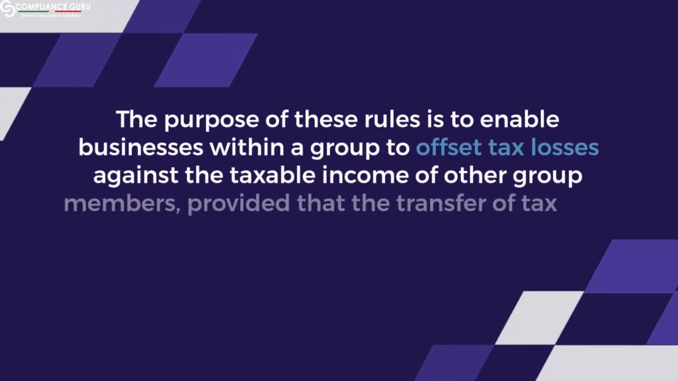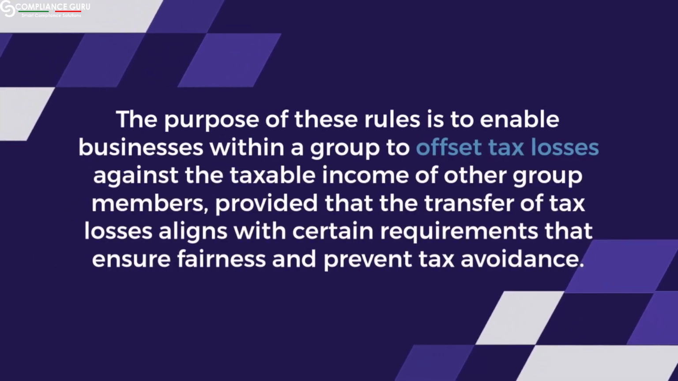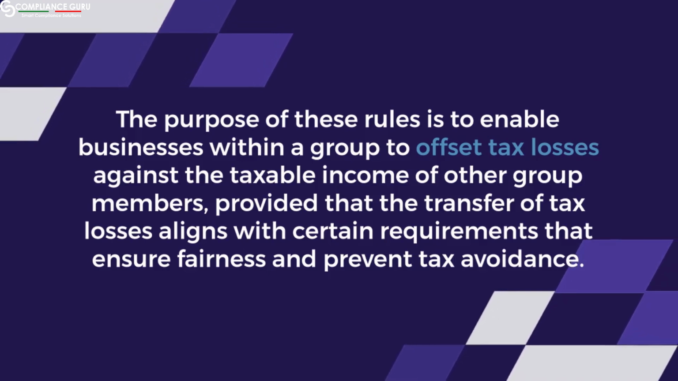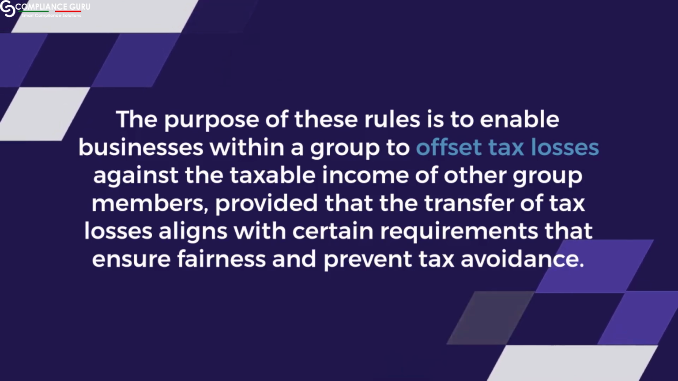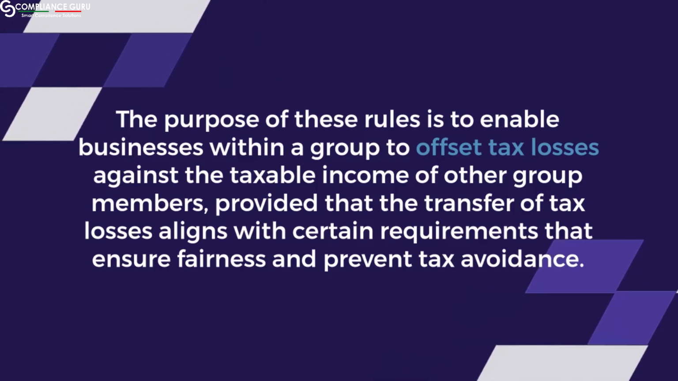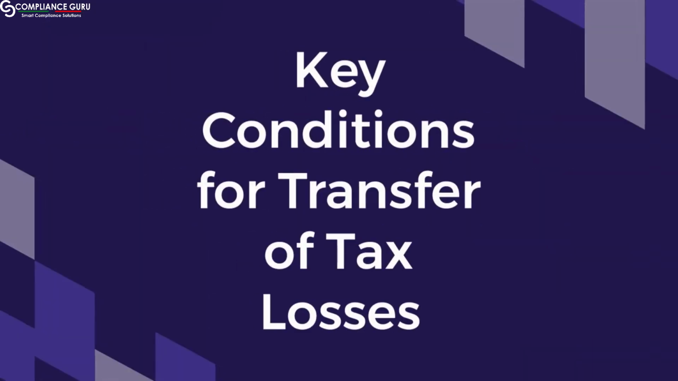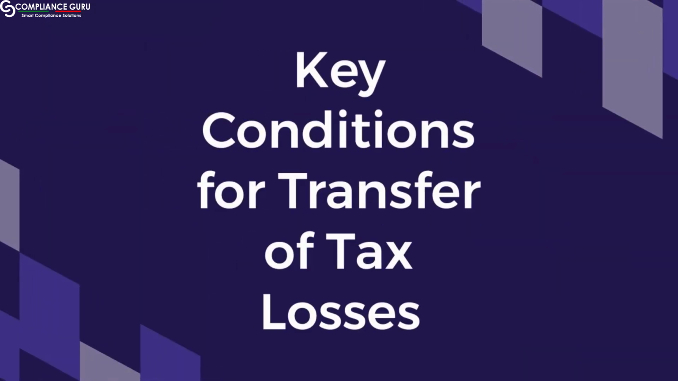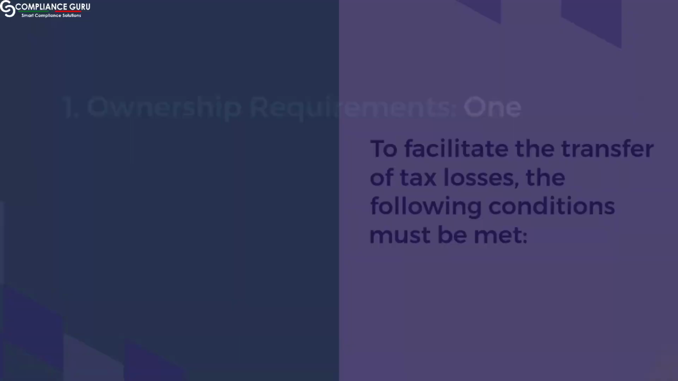The purpose of these rules is to enable businesses within a group to offset tax losses against the taxable income of other group members, provided that the transfer of tax losses aligns with certain requirements that ensure fairness and prevent tax avoidance. Key conditions for transfer of tax losses. To facilitate the transfer of tax losses, the following conditions must be met.